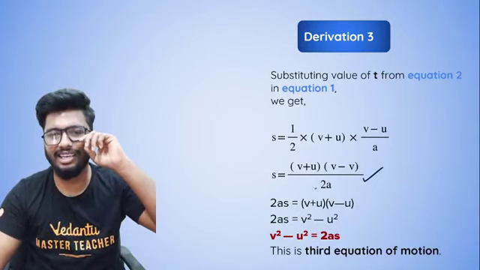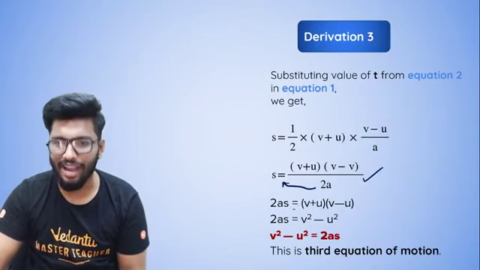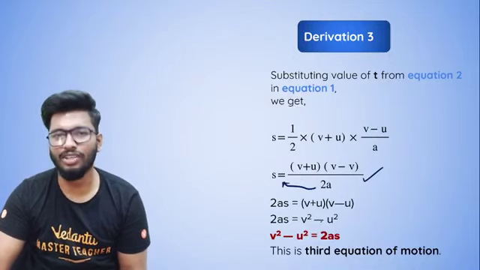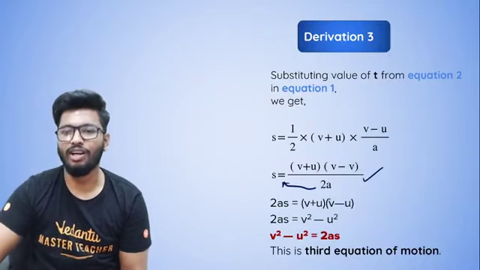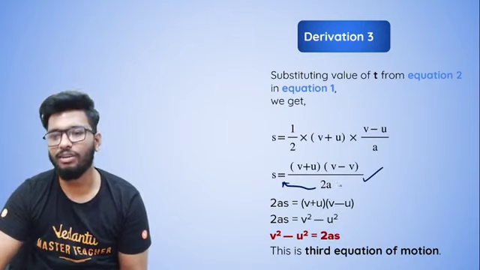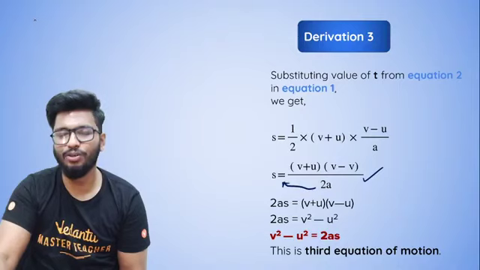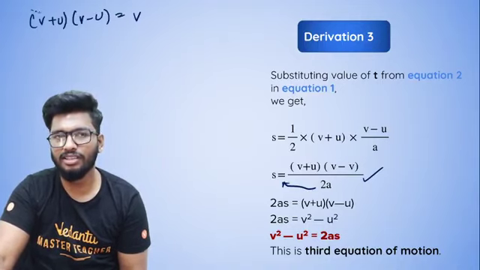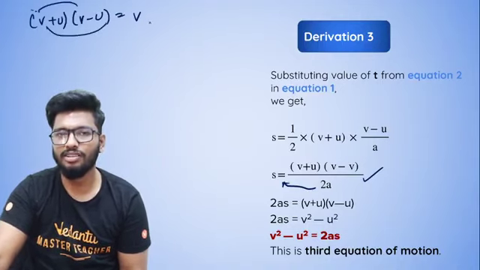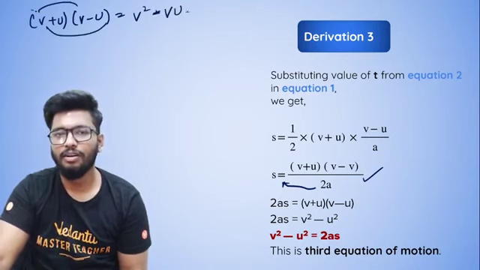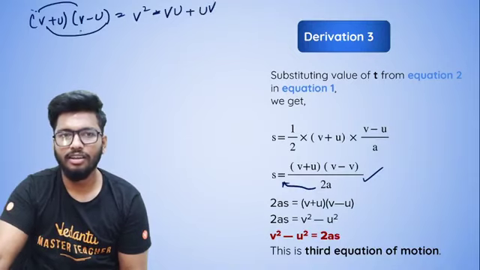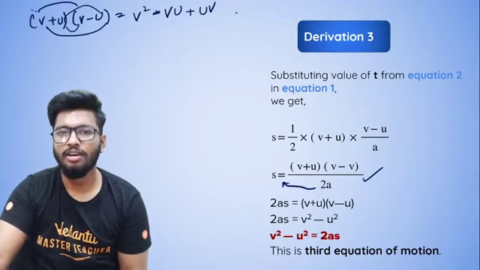If you rearrange the equation, take 2A to the other side, so you get it as 2AS equals V plus U into V minus U, which is nothing but V square minus U square. If you have to actually do it mathematically, how will you do it? V plus U into V minus U is equal to V into V minus U, first multiply this term with both the other terms. So it will be V square plus or minus VU plus UV, this term with this one, this term with this one, minus U square.